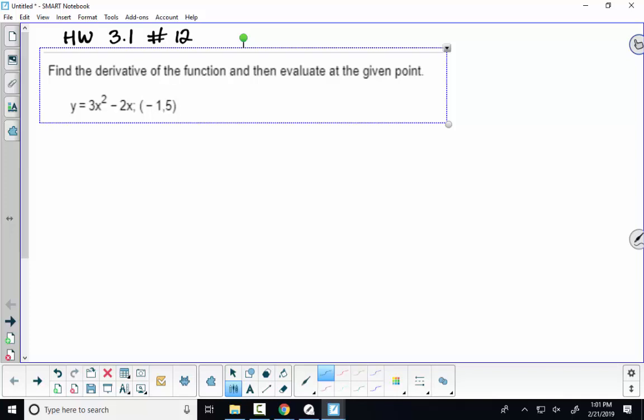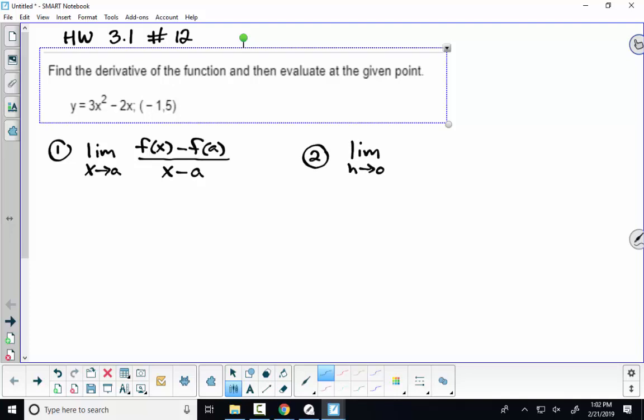So in 3.3, we'll start to look at shortcuts to evaluate a derivative. Right now, we really have 3 options to determine the derivative of this function. So 1, we could use the limit as x approaches a of f of x minus f of a over x minus a. Alternatively, the limit as h approaches 0 of f of a plus h minus f of a, all over h.